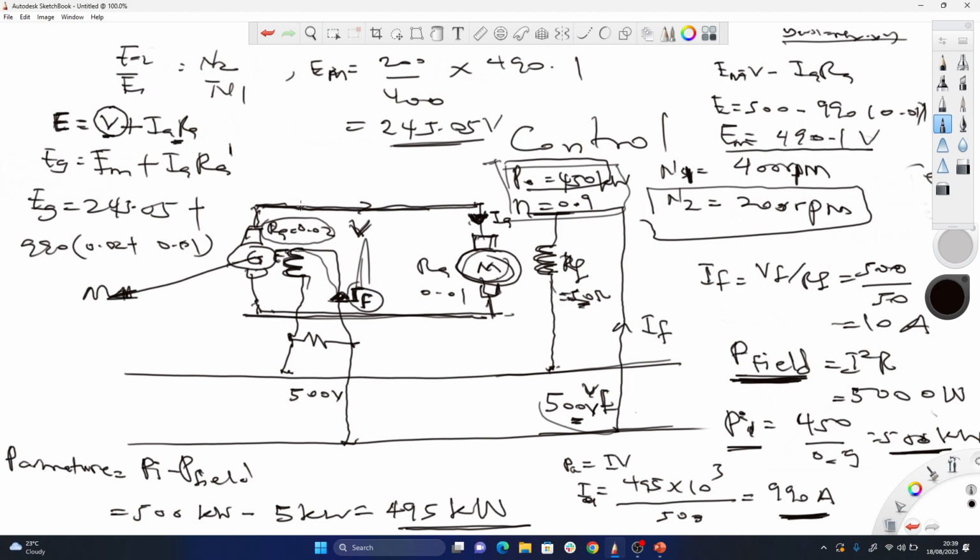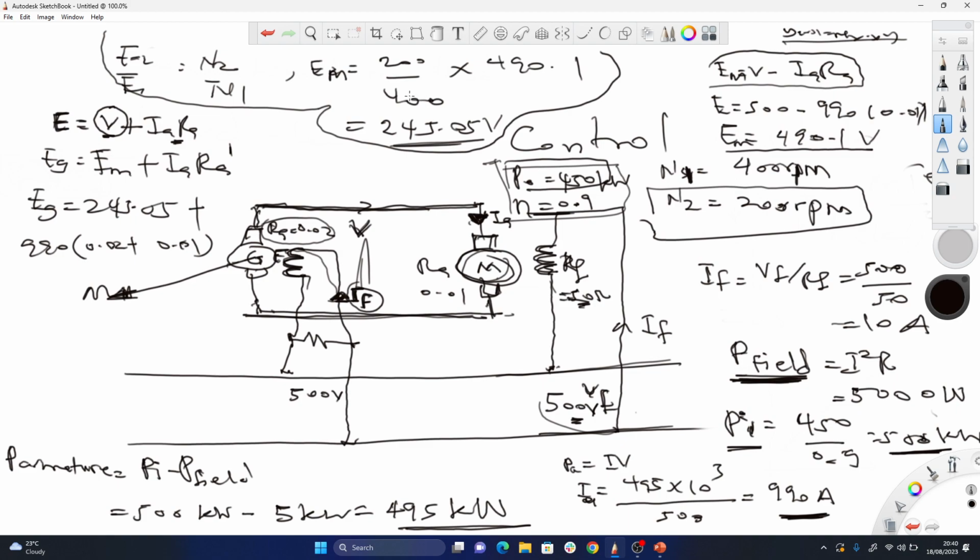Subtract the field from the total to give me the armature. Once I have the total power in the armature, P is IV, so I can find the armature current. I is P over V. Once I have armature current, I can find the motor back EMF: V minus IaRa at 400. Then I'll use proportion to find the E at 200.